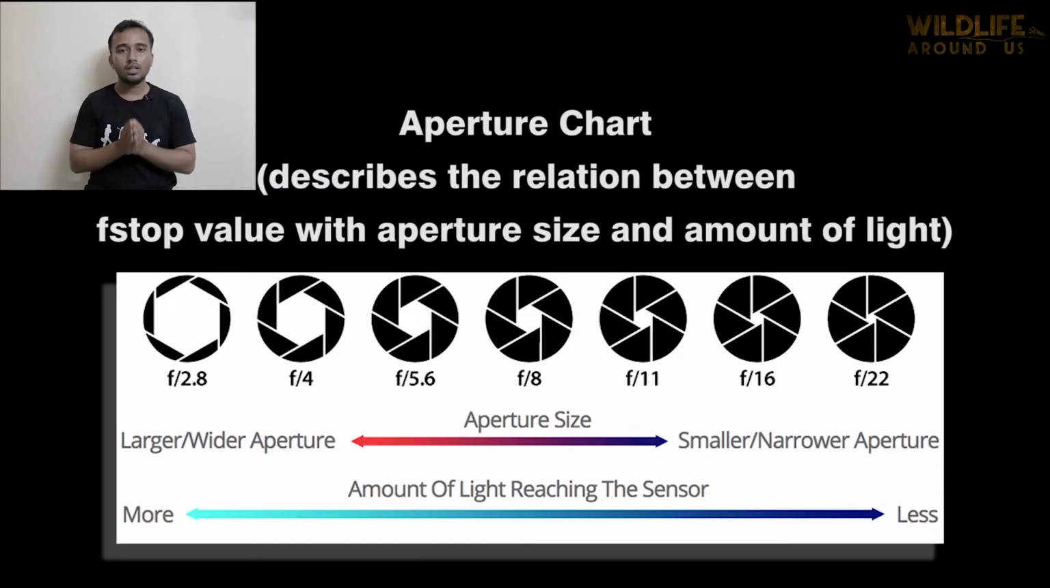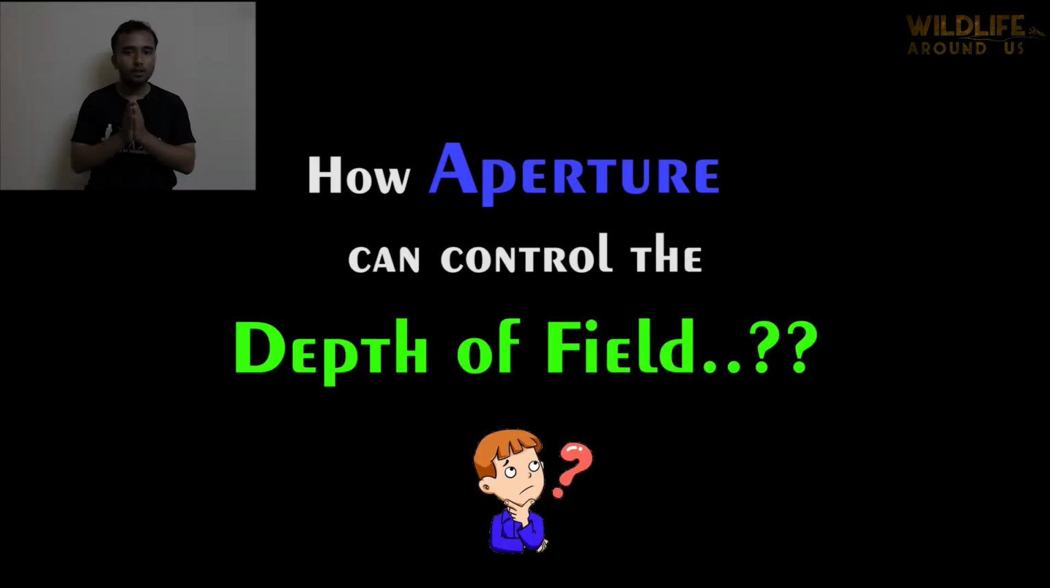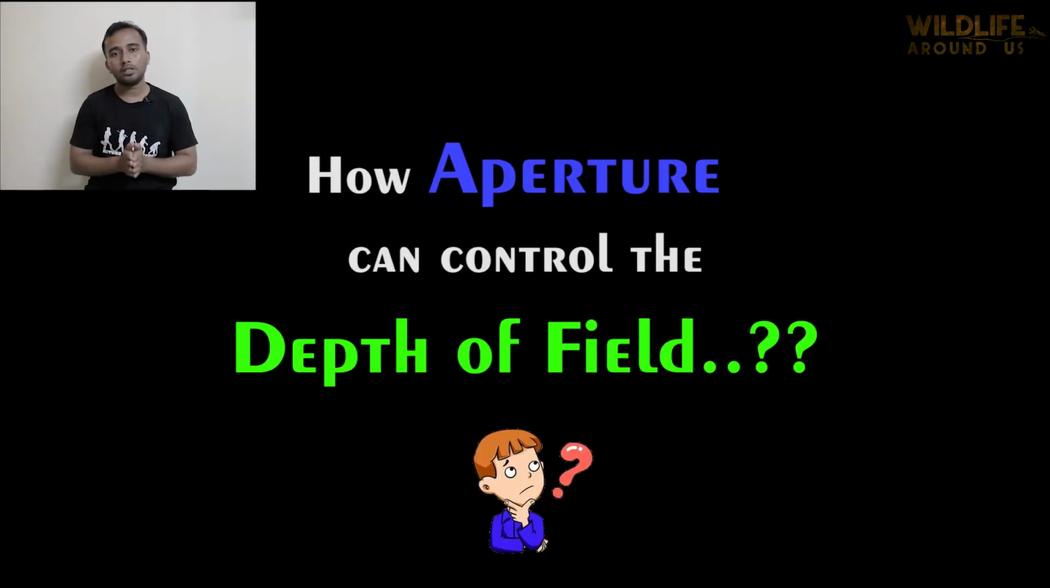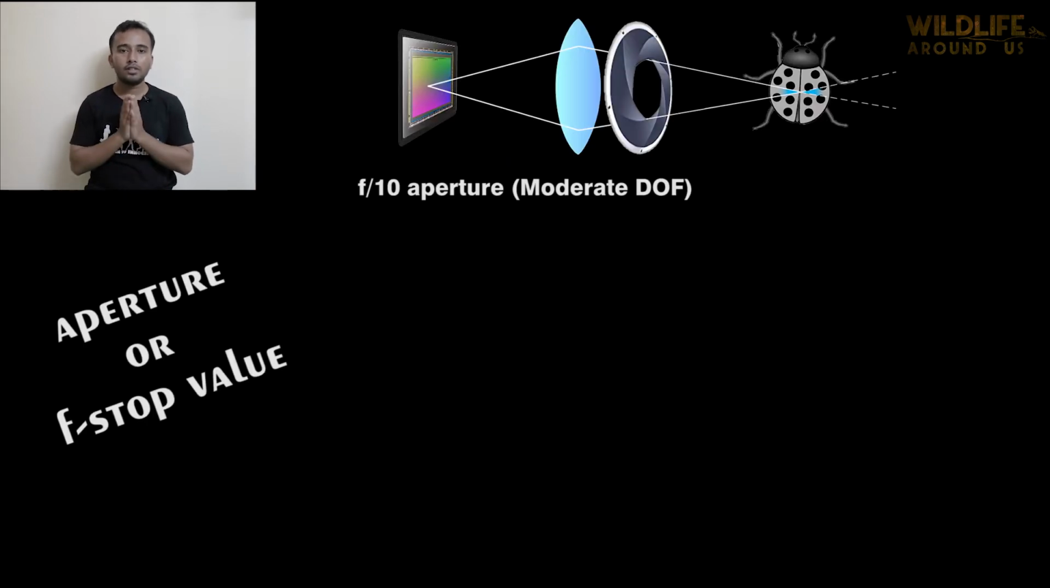This is a chart which describes the relation between the f-stop value or the aperture value and the size of the opening, along with the amount of light it allows to enter the camera. Well, now we will see how this aperture can also control the depth of field. In the first case we have a standard aperture value, let's say f10, and we get a decent, good amount of depth of field.